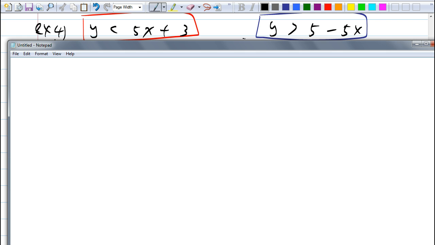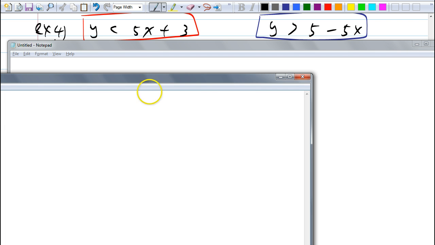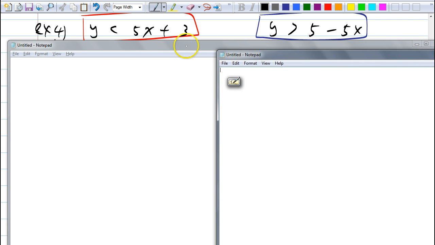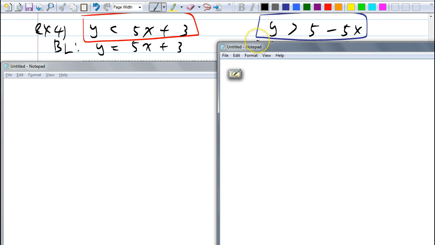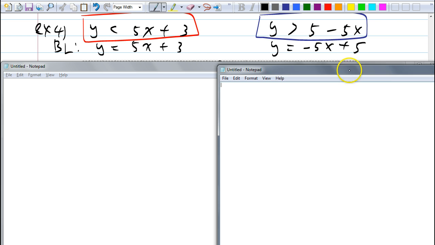First of all, what is the equation of the boundary line of the first inequality? How about Claire? It'll be y equals 5x plus 3. Good, that is correct. What about the boundary line of the other inequality? How about Matthew? Y equals 5 minus 5x. Can I write this in slope-intercept form? So it'll be y equals negative 5x plus 5. That's what I would write.